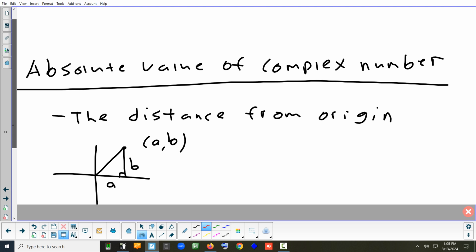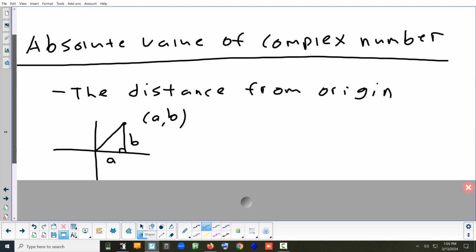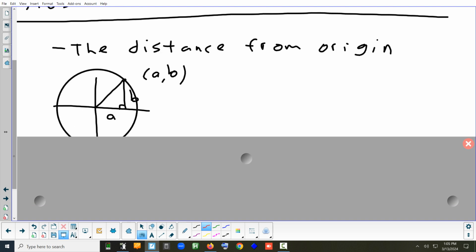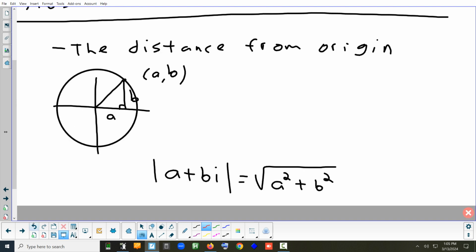Now, how would you figure that radius out? If I put a circle, now it looks like a radius. We're going to use the Pythagorean theorem. The absolute value of a complex number is the real part squared plus the imaginary part squared, and then take the square root. You shouldn't be filling in i when you do any of this. There's no i in here at all.